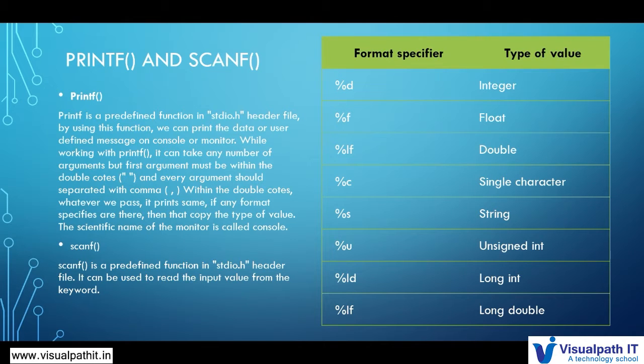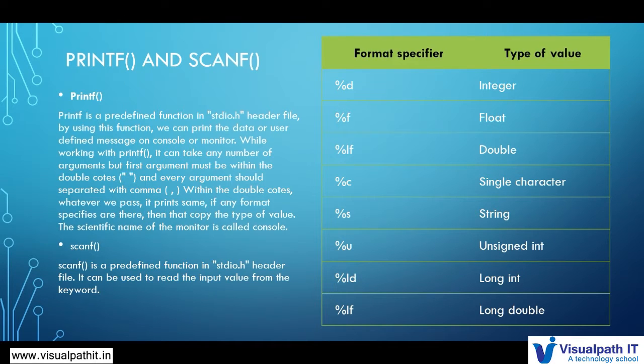If we define it, printf is a predefined function in the stdio.h header file, and by using this function we can print data or user defined messages on the console or a monitor. While working with printf, it can take any number of arguments, but the first argument must be within double quotes, and every argument should be separated by a comma.